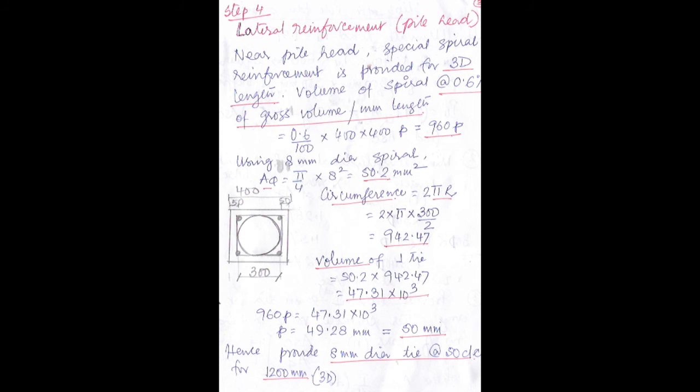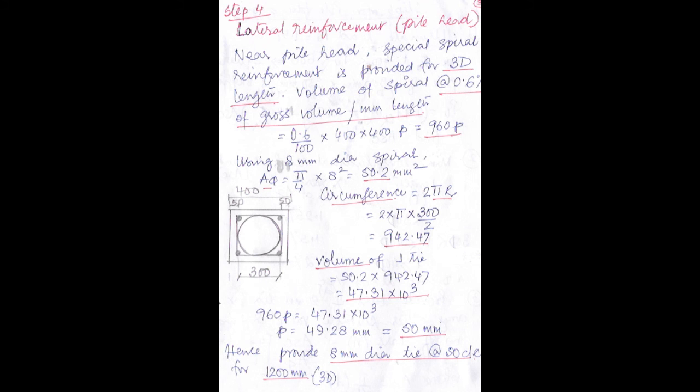Now last step is the step 4, lateral reinforcement at the pile head. So lateral reinforcement at the pile head. Now near the pile head, special spiral reinforcement are given for 3D length, matlab 3 times of the least lateral dimension. So volume of the spiral is equal to at the rate of 0.6% of the gross volume per millimeter length. So 0.6%, 400 into P, 960 P.